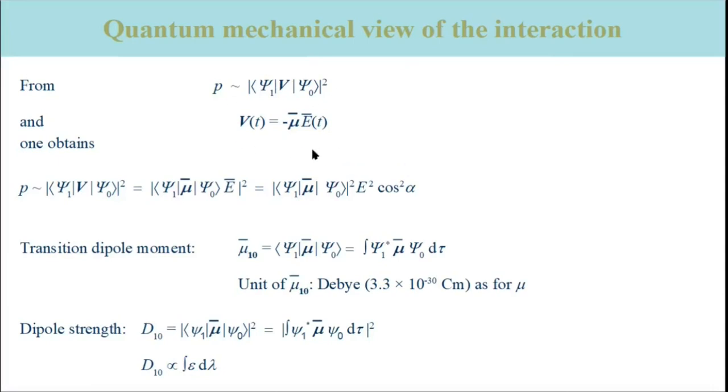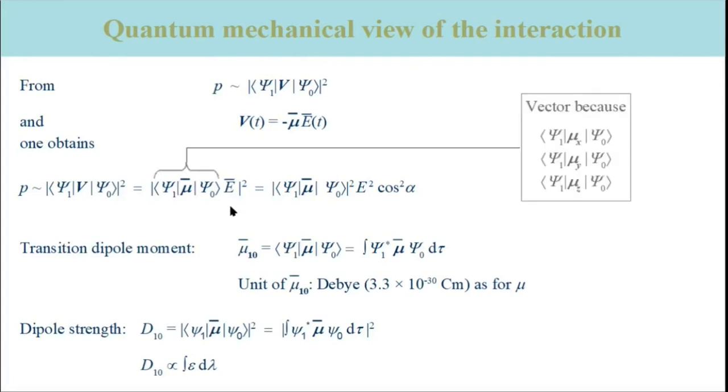When we insert this perturbation potential into the expression for the transition probability, we obtain this expression, where we can extract the electric field from the scalar product because it does not act on the eigenstates of the system. Only operators do that. Both the term on the left, this one, and the electric field are vectors. But why is the term on the left a vector? This is because the dipole moment operator has three components, one for each direction in space. So the term in brackets represents actually three scalar products, one for the x direction, one for the y direction, and one for the z direction. In other words, the term in brackets is a vector.